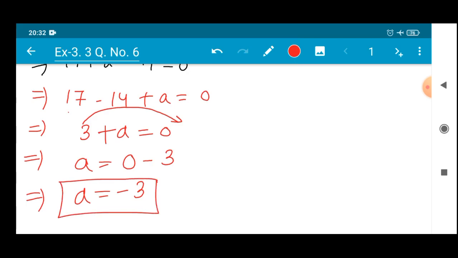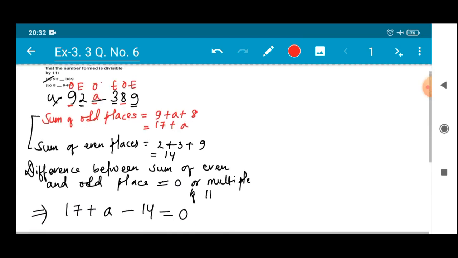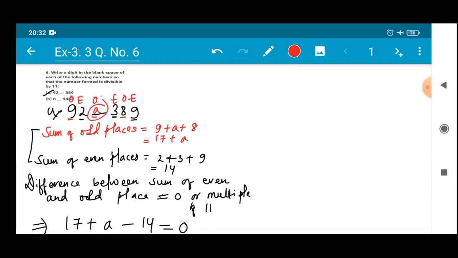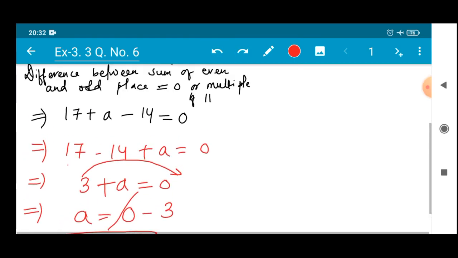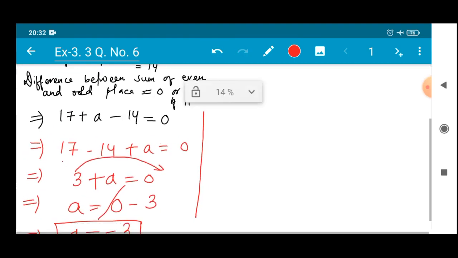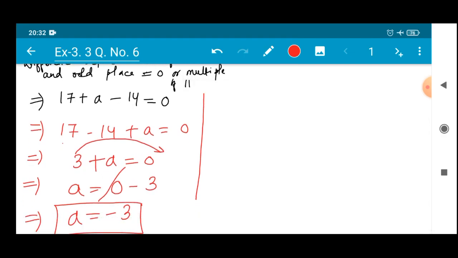Any number cannot be negative. So would you prefer to put minus 3 over here? No, that's why this value is incorrect. So here we have put the 0 and we got the negative value. So we are not going to put 0. We are going to try with the next one.